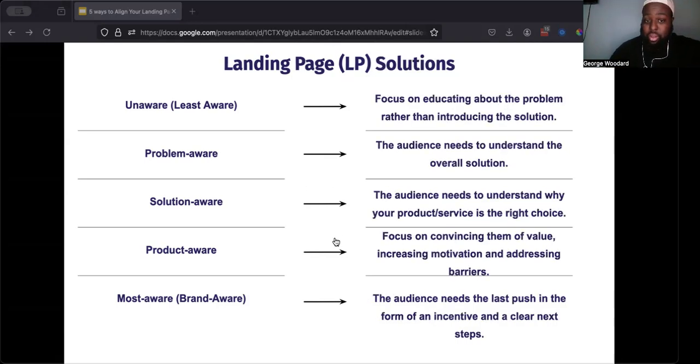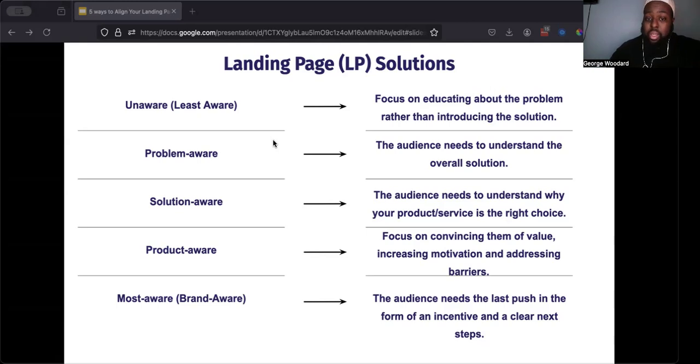Now the solutions. Again, when they're unaware, focus on educating. Educate them about the problem rather than introducing the solution. Educate them about what problems they're dealing with. When they're problem aware, the audience needs to understand the overall solution. Don't assume that they understand it. That assumption will mess you up big time. So when they're at this stage, they need to be thoroughly educated and understand the overall solution that they need for their problem.